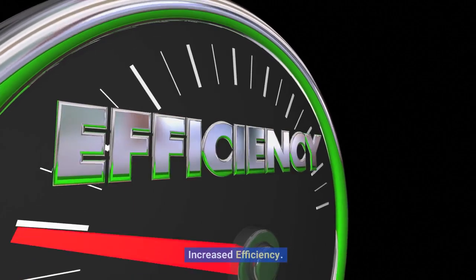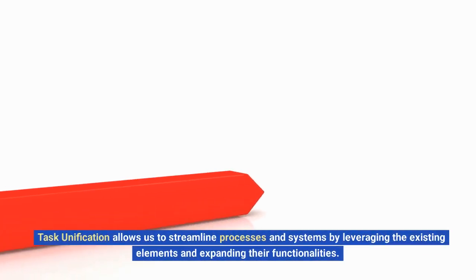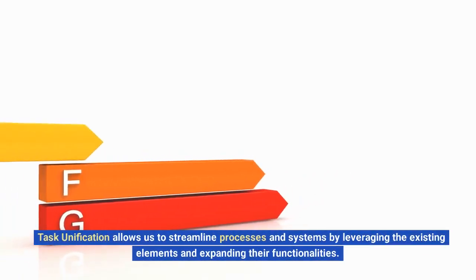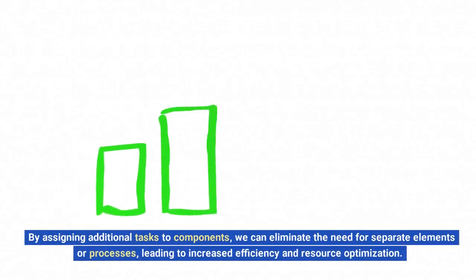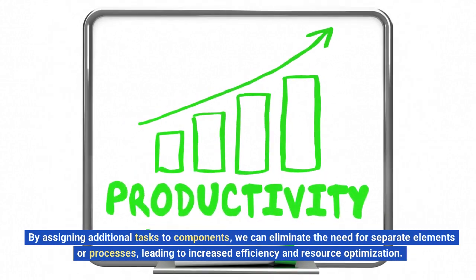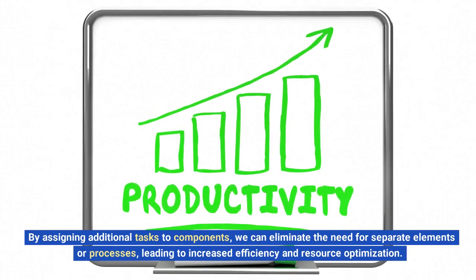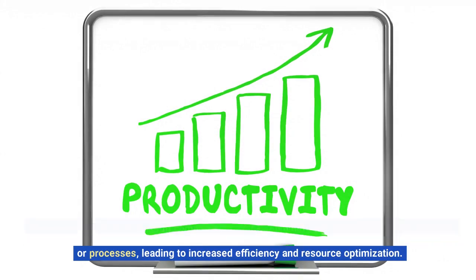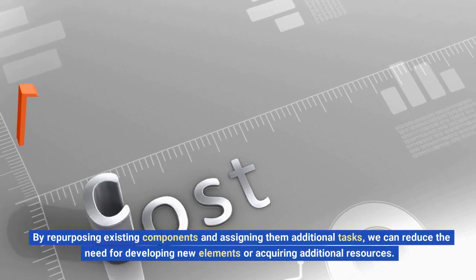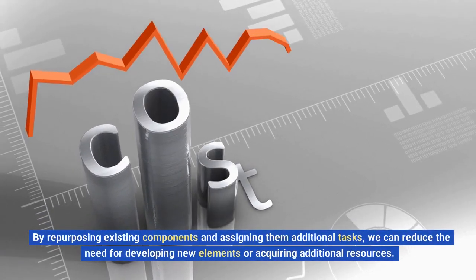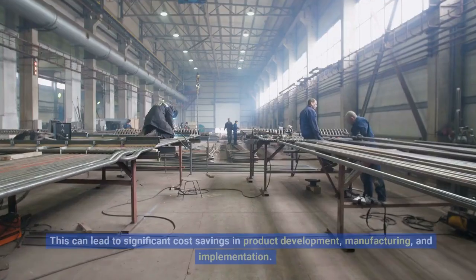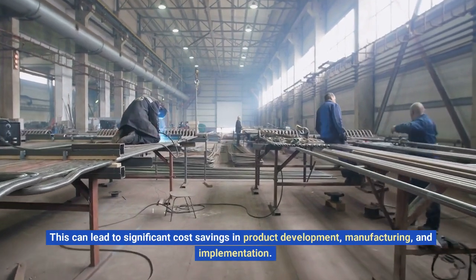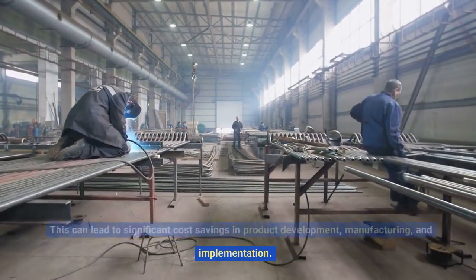Benefit 2. Increased efficiency. Task unification allows us to streamline processes and systems by leveraging the existing elements and expanding their functionalities. By assigning additional tasks to components, we can eliminate the need for separate elements or processes, leading to increased efficiency and resource optimization. Benefit 3. Cost reduction. By repurposing existing components and assigning them additional tasks, we can reduce the need for developing new elements or acquiring additional resources. This can lead to significant cost savings in product development, manufacturing, and implementation.